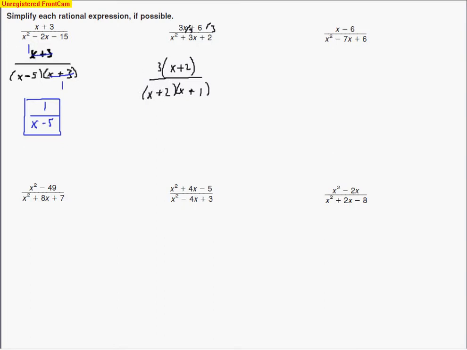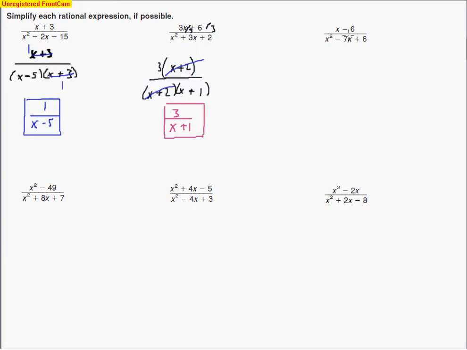And then from there we can now look for the common factors. So we see x plus 2's, those are the ones that cancel. So let's see what's left over. Well, what we have is this 3 on top of the fraction and the x plus 1 on the bottom of the fraction. That would be our answer.